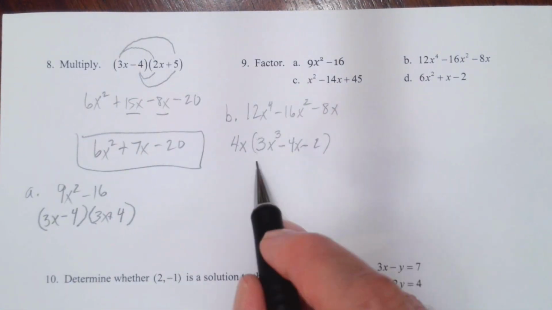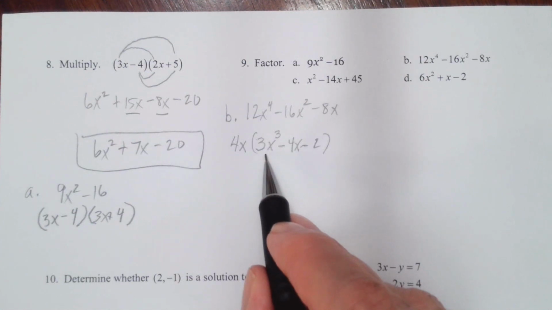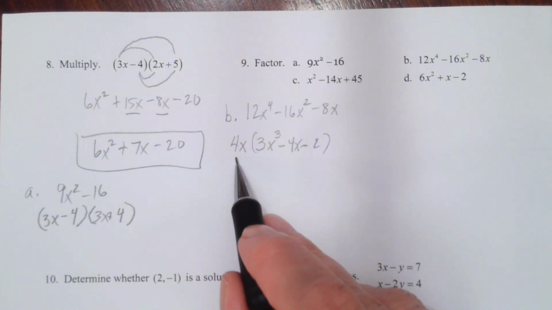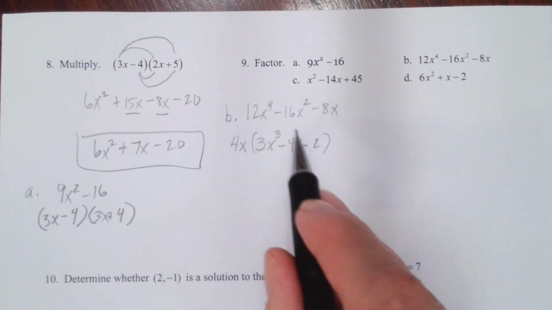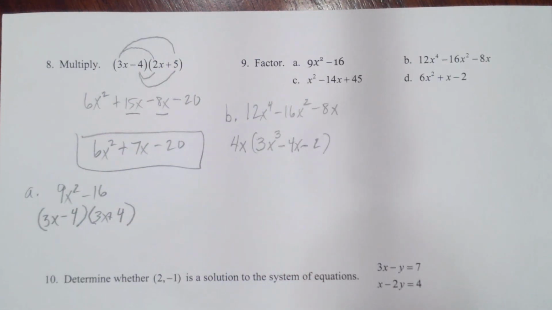So a couple of things to check. First of all, notice there's no common factors in the parentheses. That tells me I used the right GCF. And then if I distribute, I get back to where I started. All right, so that's how you can check yourself. Let's go on to C.